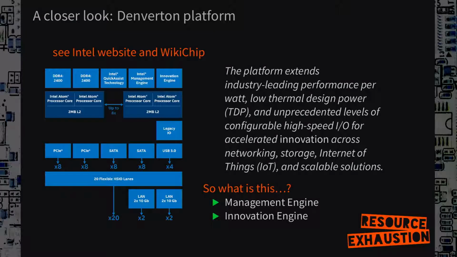Now let's look closer at the Denverton platform. Denverton is one of those model names for the platforms. Intel always comes up with these names. And here we have a very brief summary of what peripherals we have. And if you look very closely, in the upper right corner, there are 2 so-called engines mentioned. One of them is the innovation engine. The other one is the management engine, which we're dealing with today.